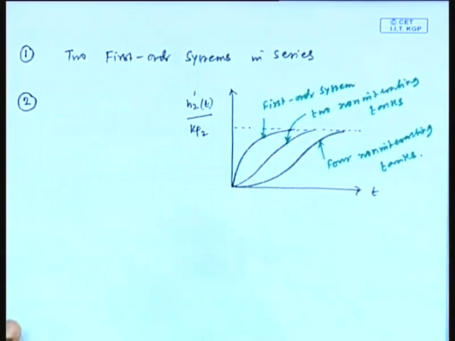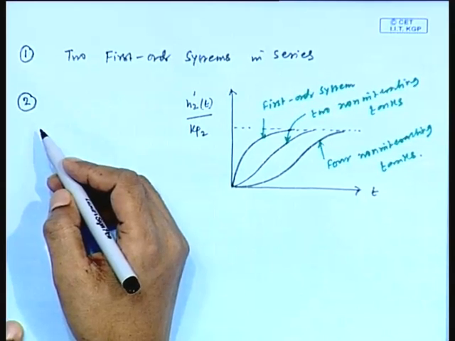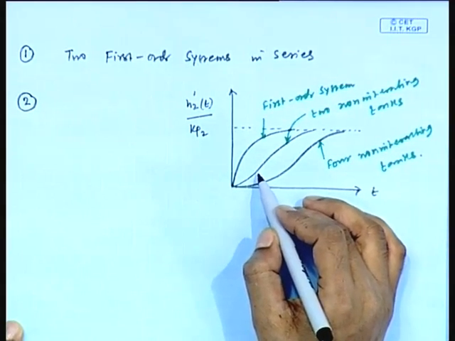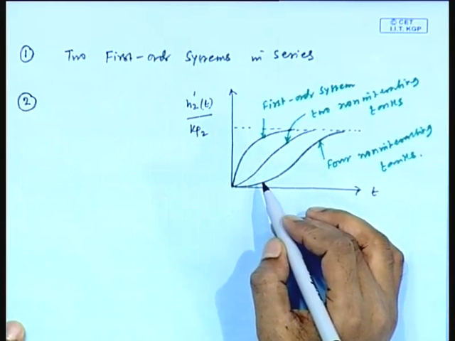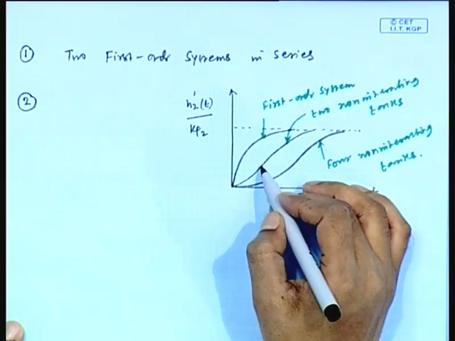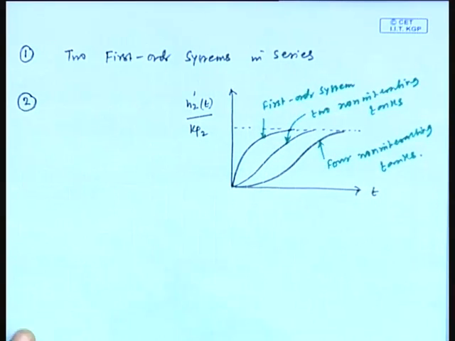Now, what conclusion we can make? Initially, you see it changes slowly. For the two non-interacting tank system, initially it changes slowly, then it picks up the speed. The behavior for second and higher order systems is S-shaped.